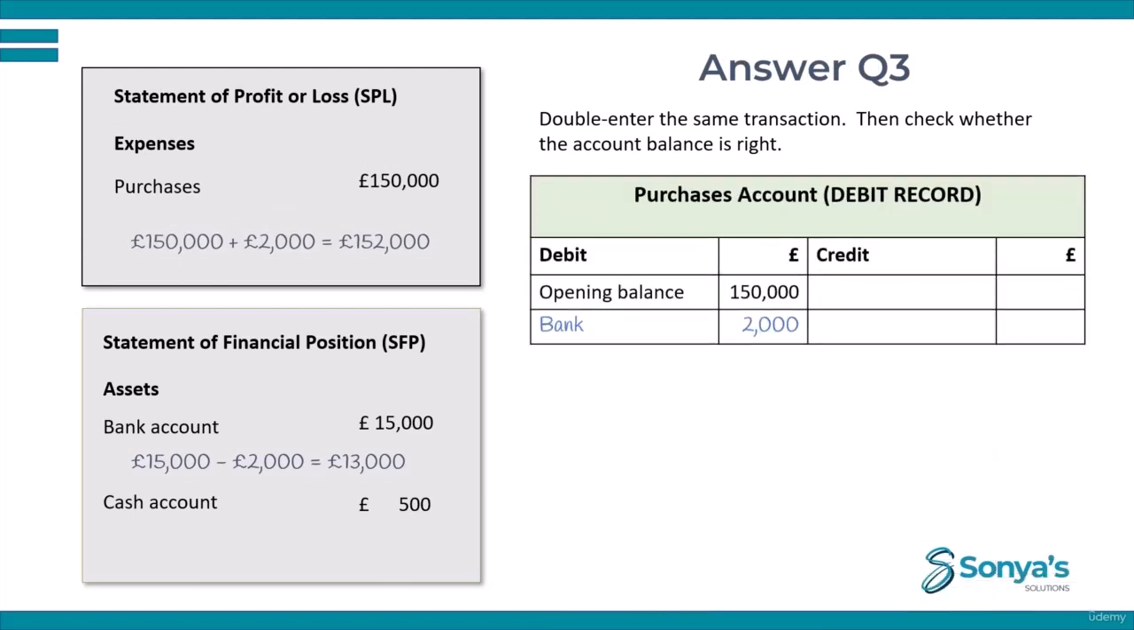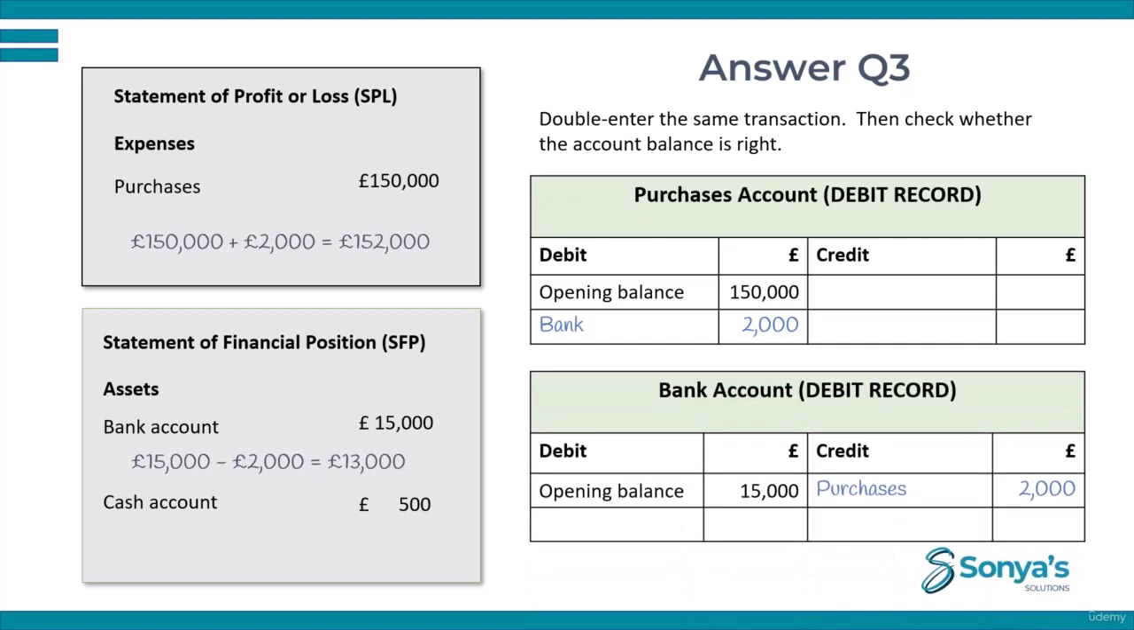The purchases account is an expense account, so the opening balance is on the debit side. We need to increase the cost of purchases by £2,000 with a debit entry. The equal and opposite entry is in the bank account, but let's consider why. The business has £15,000 in the bank. A payment reduces the bank balance, so a credit entry will reduce the asset of cash.